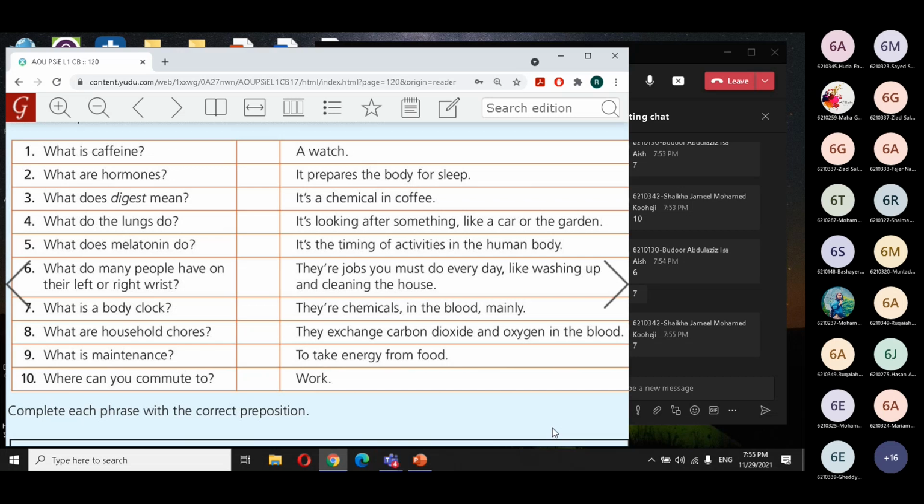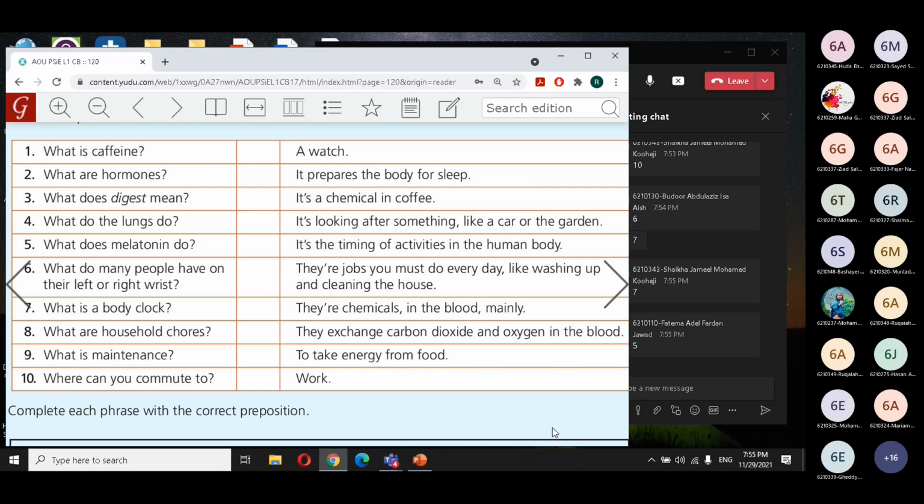Wait a moment. Those who said seven, what is the answer to this question? It's the timing of activities in the human body. Is this five, or was the previous one five? No, I mean it prepares the body for sleep. The melatonin. Yes. Okay, this is correct. It prepares the body for sleep.